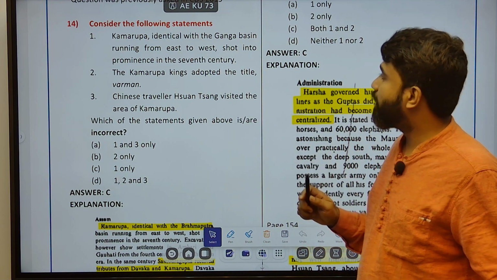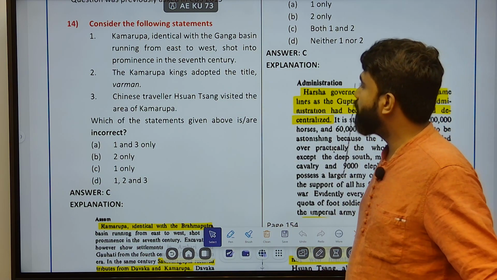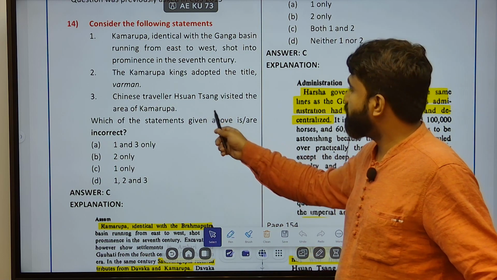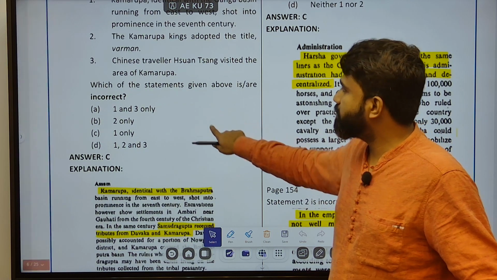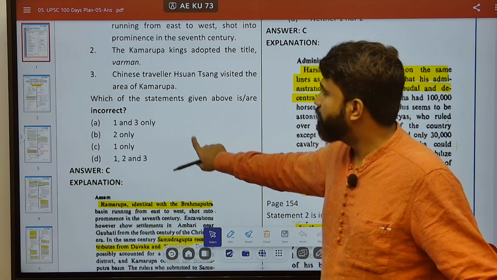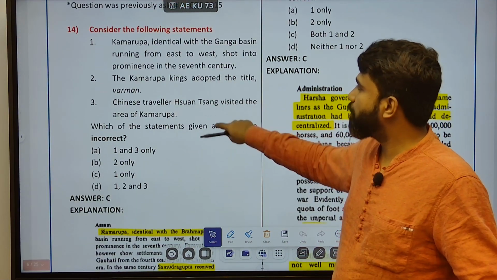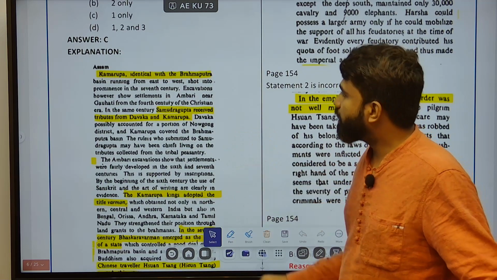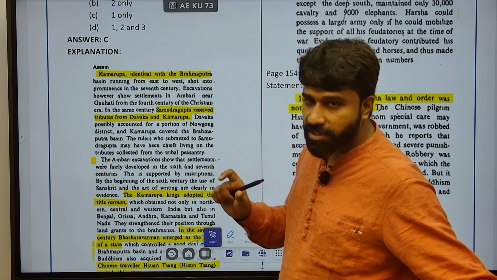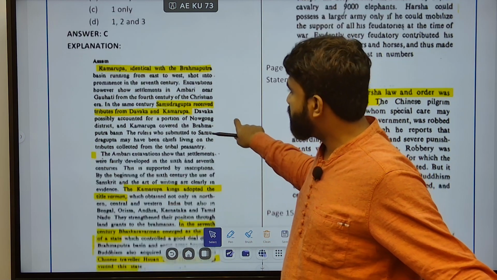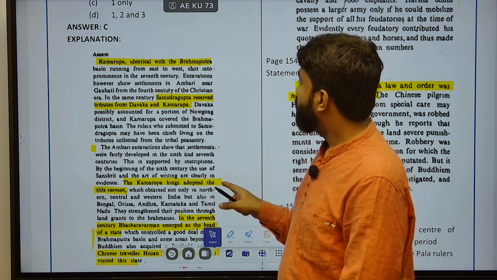Kamarupa, identical with the Ganga basin running from east to west, shot into prominence in the 7th century. The Kamarupa kings adopted the title Varman, and Chinese traveler Huansang visited the area of Kamarupa. Here the incorrect statement is only the first statement. Kamarupa identical with the Ganga basin running east to west is wrong. Kamarupa is identical with the Brahmaputra basin, not the Ganga basin. Its east-west extension shot into prominence in the 7th century, after excavations at Ambari near Guwahati from the 4th century CE.